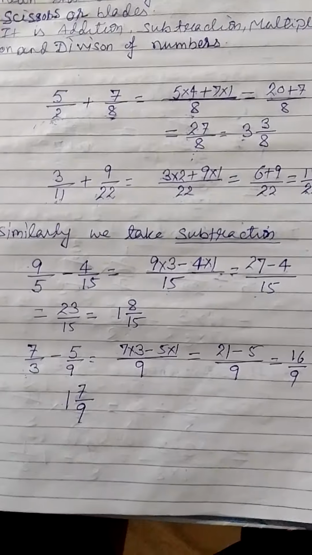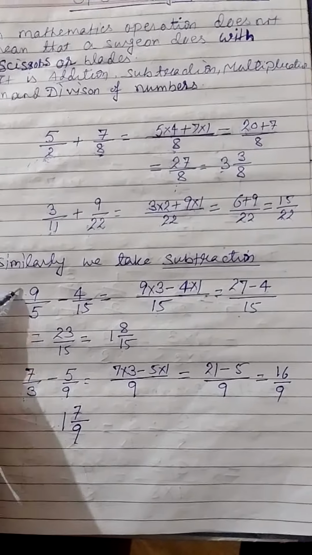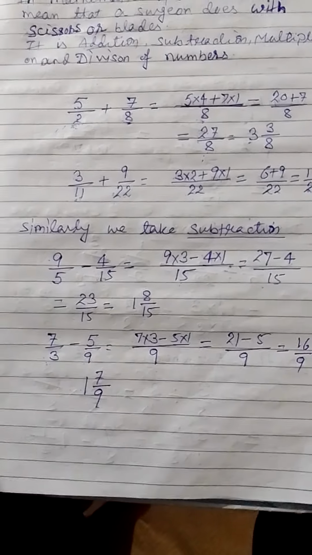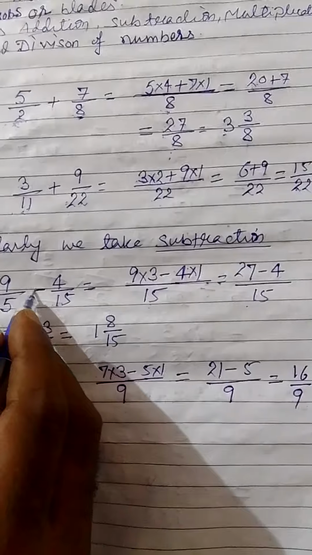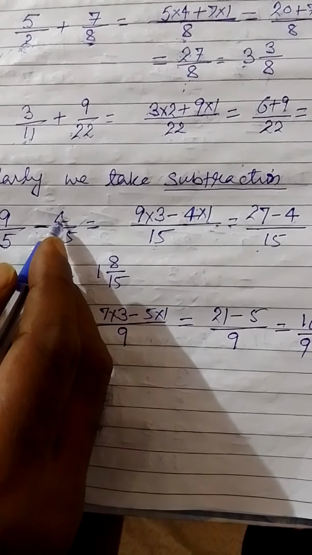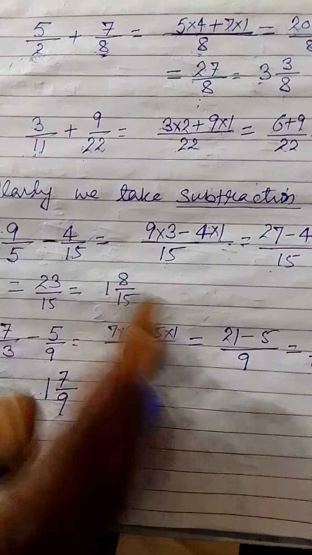Now similarly we take subtraction. Now we take a simple example. We take 9 by 5. I have taken a fraction. Again this 4 by 15 is a fraction, and we put a minus sign in between so that 4 by 15 is to be subtracted from 9 by 5.